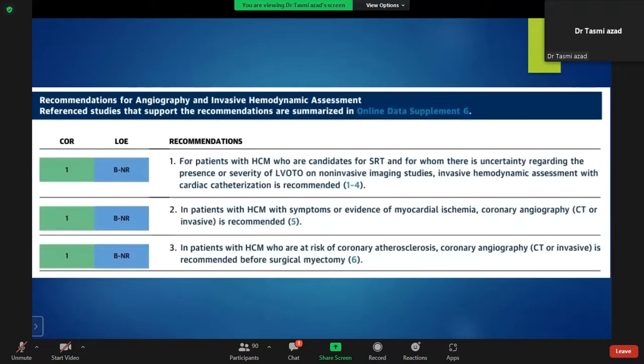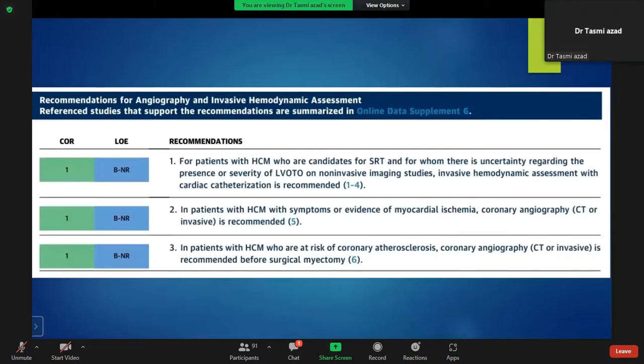Before surgical myectomy, they give a class 1 indication. We can go for coronary angiogram, either CT or invasive. They don't mention that it is invasive; it need not be stuck on the invasive angiogram. They give the option of CT or invasive, and also myocardial ischemia and cardiac death.